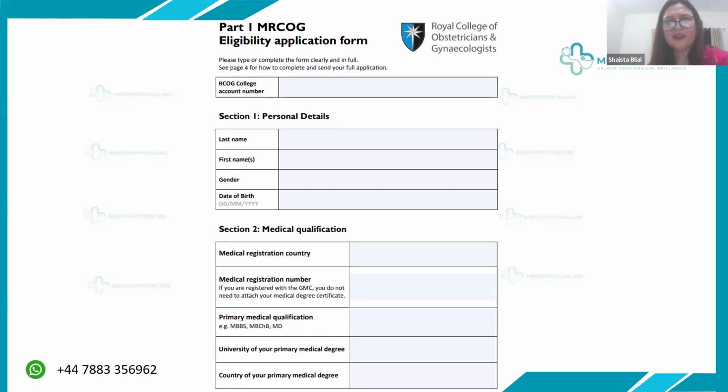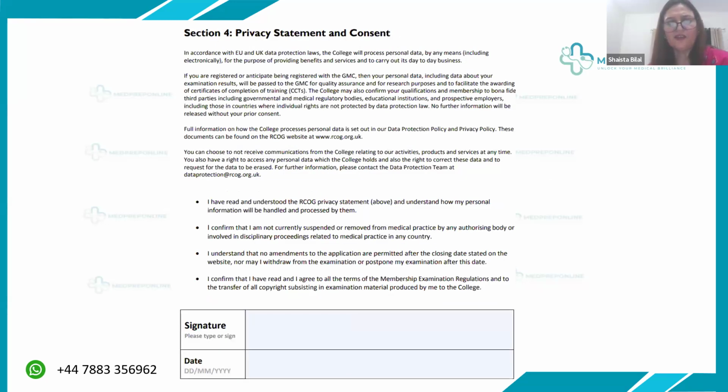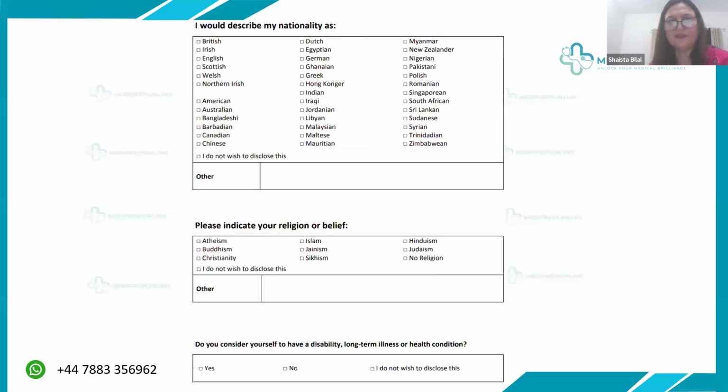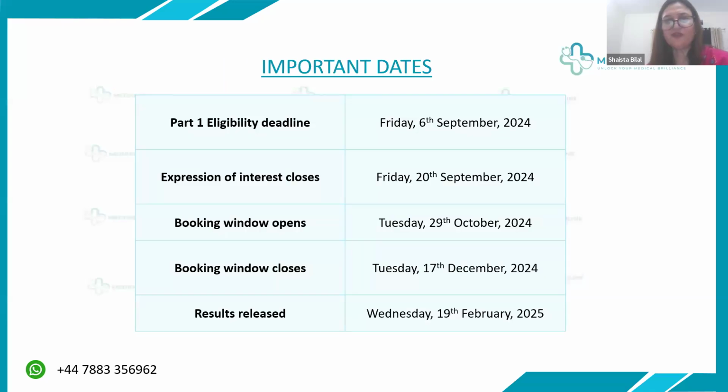This is the eligibility application form. You can fill in this form, and after it is prepared, just attach your medical certificate and mail it to the RCOG. This is the fee structure. You have to say which band your country is in. In Pakistan and India, most of us lie in band 2, band B, where the fee is £555. This is the latest fee for 2024.